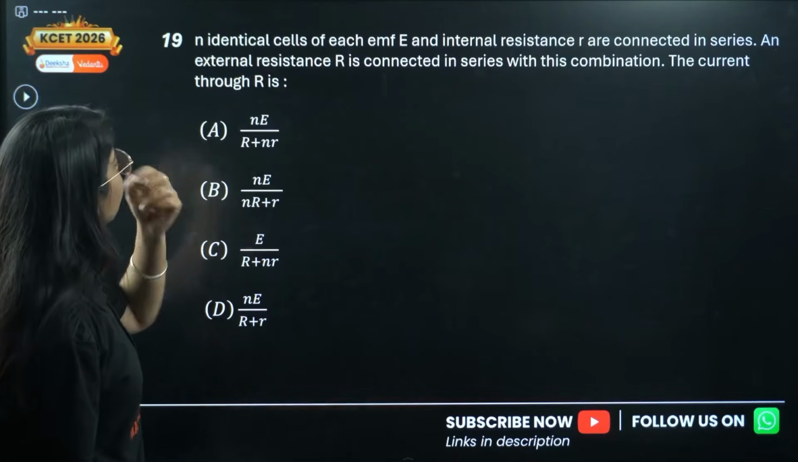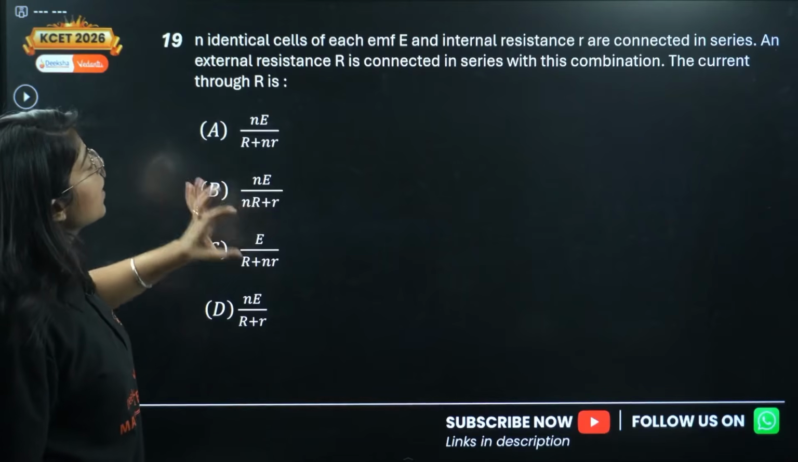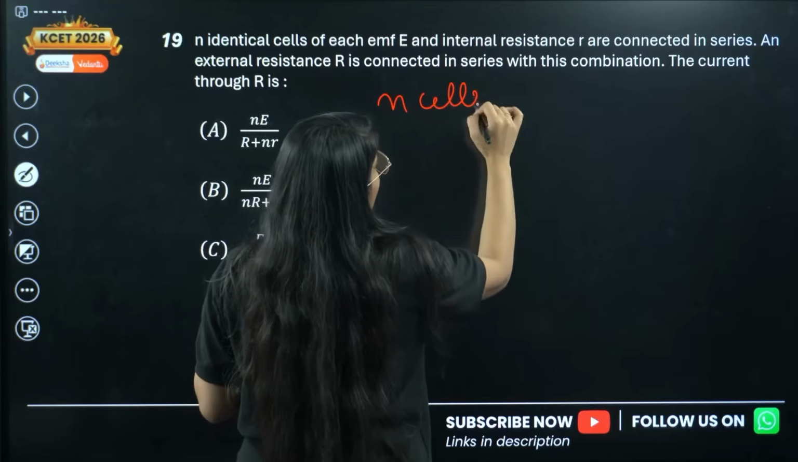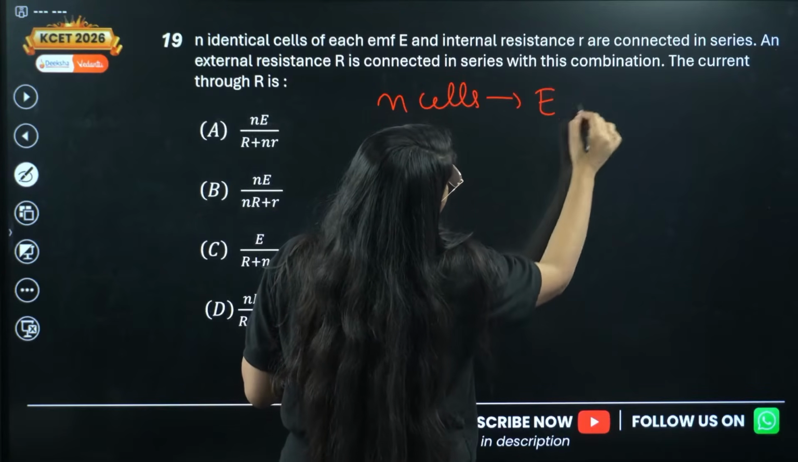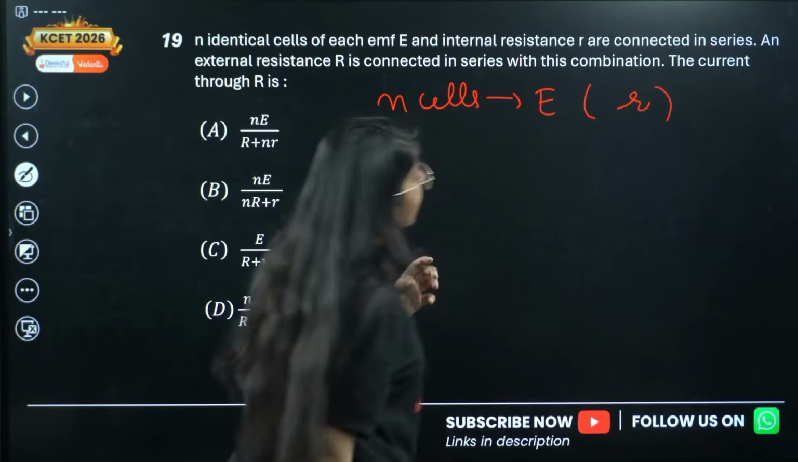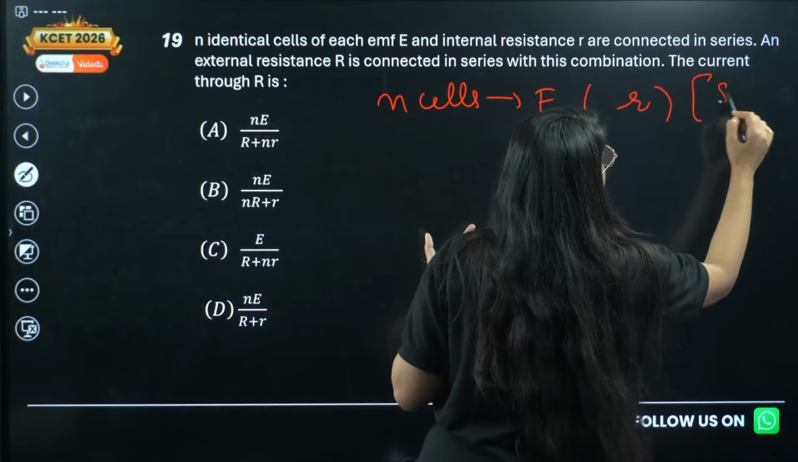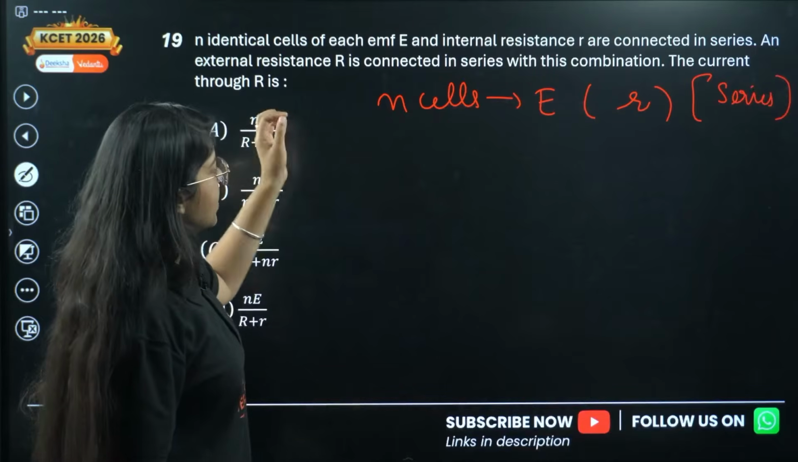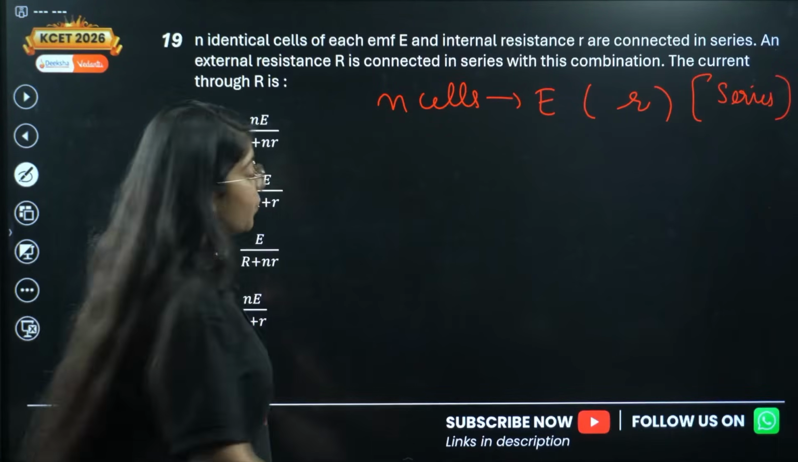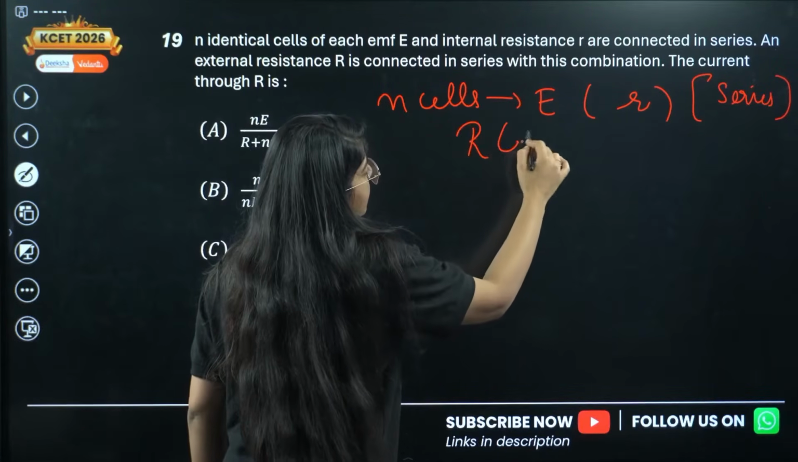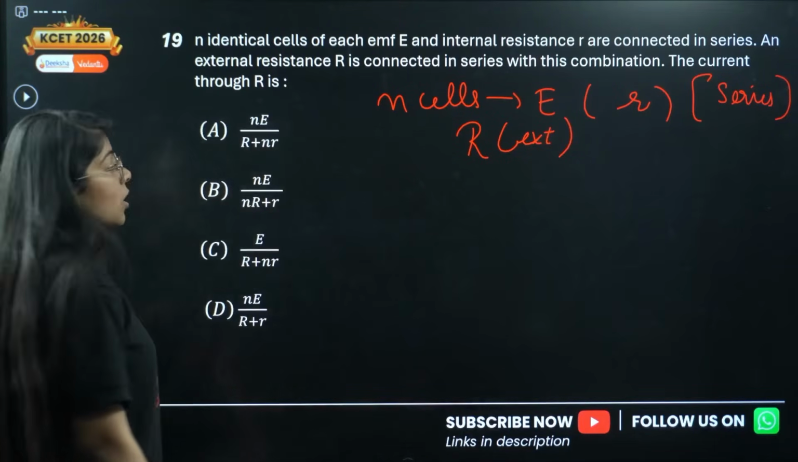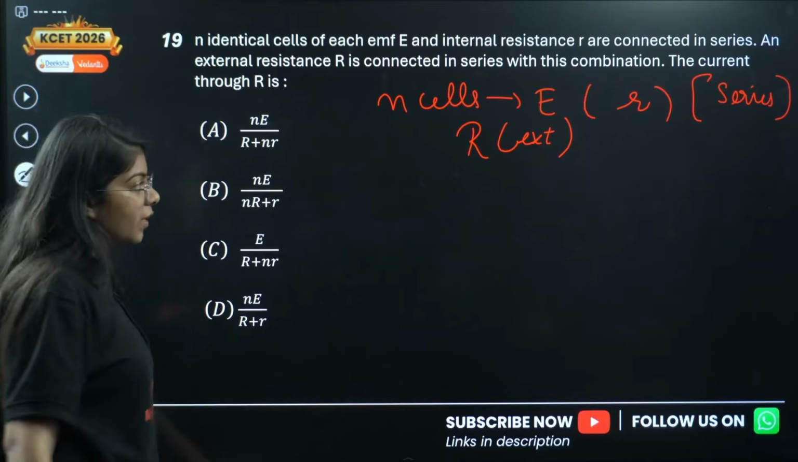The 19th one says, n identical cells, each of EMF E. There are n cells, each of EMF E with internal resistance R connected in series. They are connected in series, a very important point. And external resistance R is connected in series. Now, another external resistance R is also connected in series. With this combination, the current through R is, we just need to find the current.